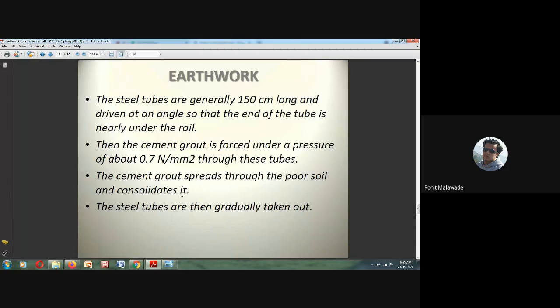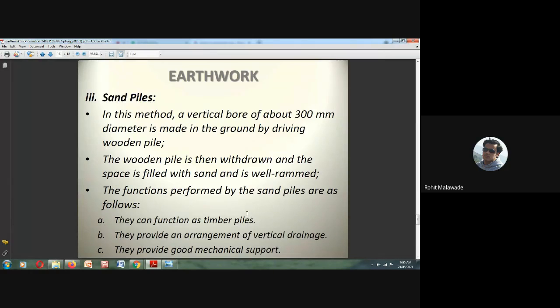After this, we will be taking off the steel tubes. Then we are going to have the sand piles.